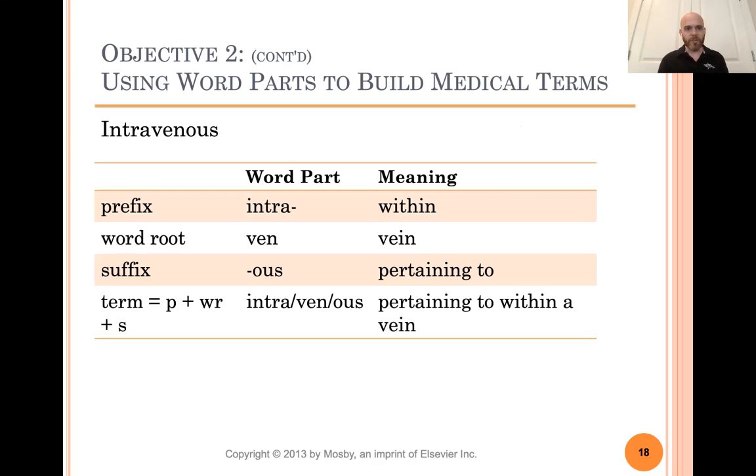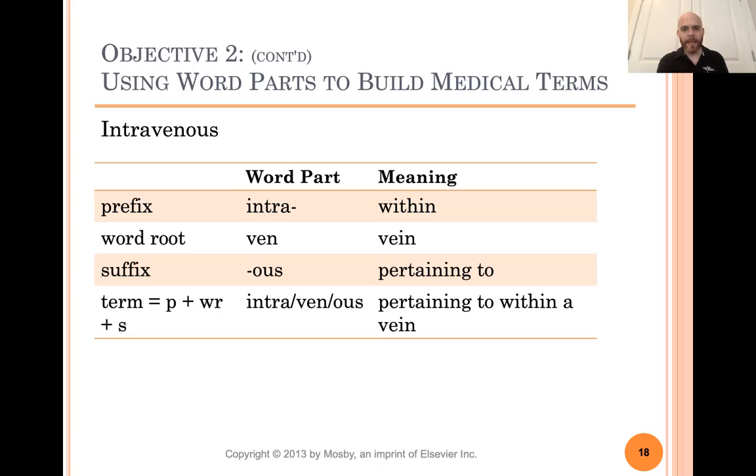Okay, let's tear apart a word all on one slide. Intravenous. Well, the word root is ven, which means vein. The prefix is intra, which means within. You can probably look at intra, the word in means in, so it's inside of the vein. So we know intravenous means something to do with the inside of the vein.